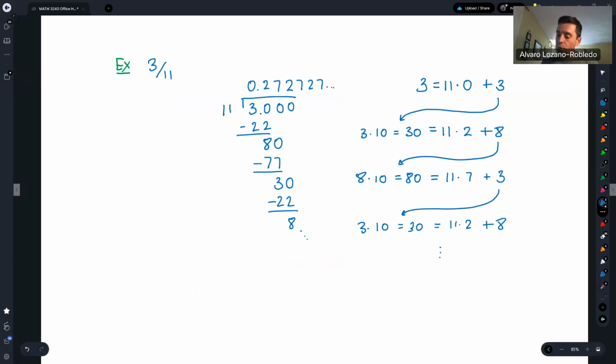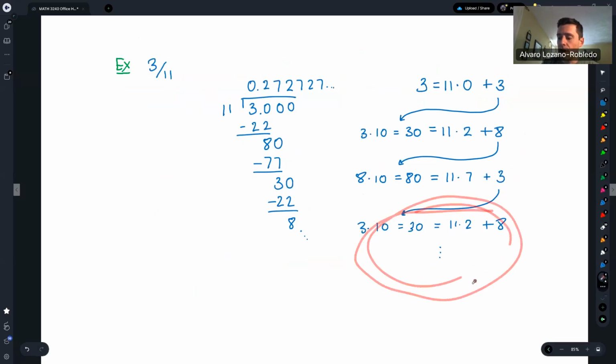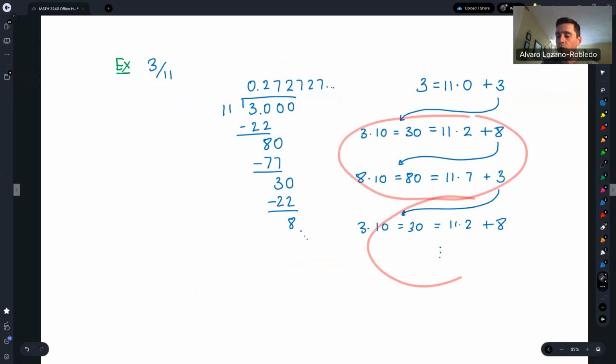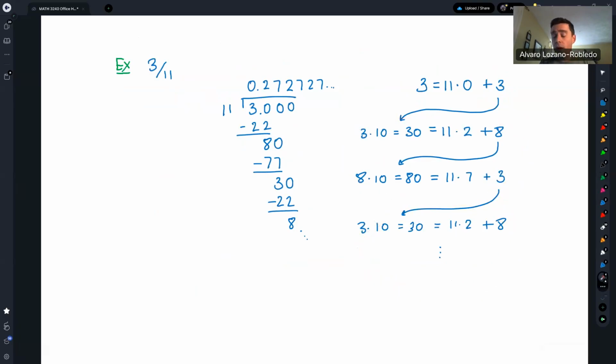It just keeps repeating, because as soon as this number repeated from one above, the calculation is just going to repeat. So this part here is just this part here over and over again. Great. So we see why it's going to keep repeating and why we're going to be getting the 27 and 27 and 27 repeated.